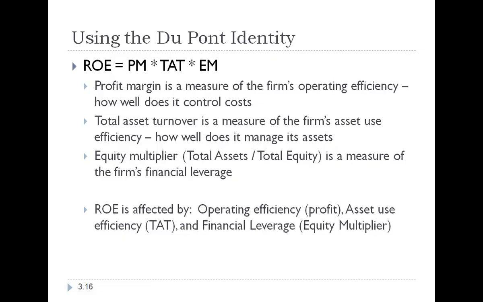Total asset turnover talks to us about how effectively the company is using its assets. And this thing called the equity multiplier tells us about the company's borrowing, how much financial leverage is involved in the company. So the DuPont identity gives us an interesting way to look at a company's return on equity and have some idea where changes might be coming from.